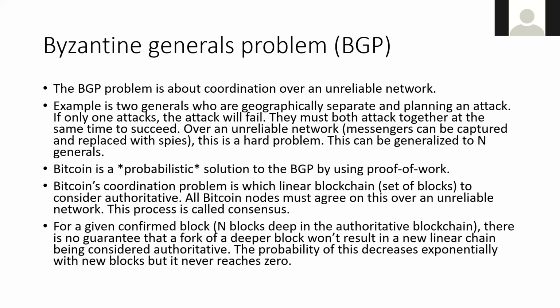So the coordination problem here is which set of blocks are the correct blocks that we want to consider confirmed, part of the Bitcoin blockchain that represent transfers and user balances. So all 10,000 Bitcoin nodes, or however many nodes may exist in the future, need to agree on what the correct set of blocks is over an unreliable network where they might not necessarily trust each other. So this process is called consensus, and it is a probabilistic solution to the Byzantine generals problem.